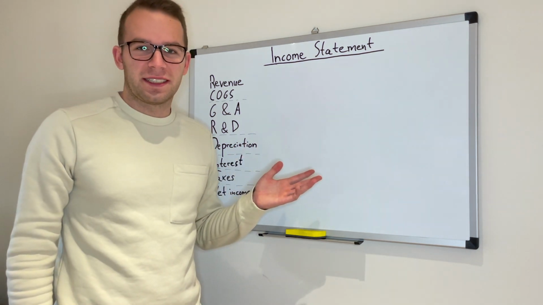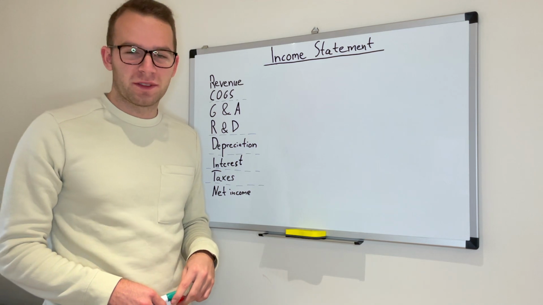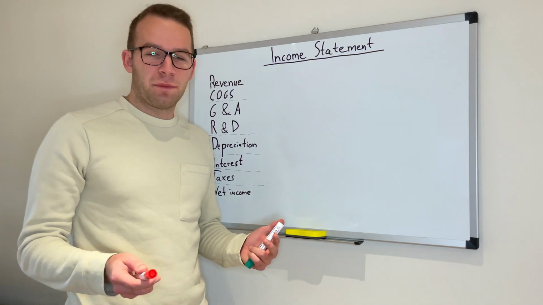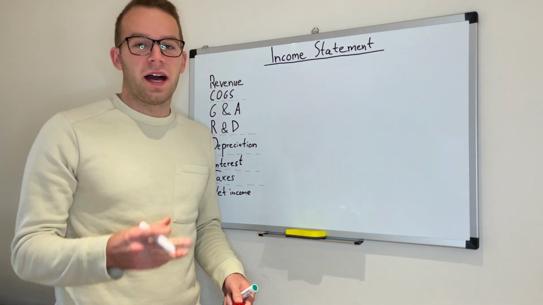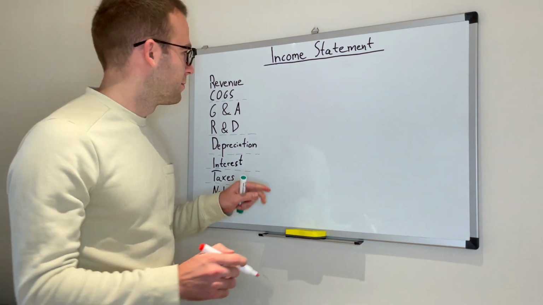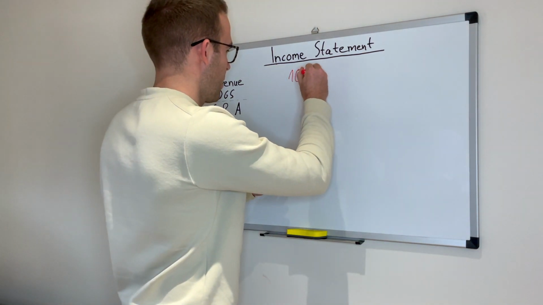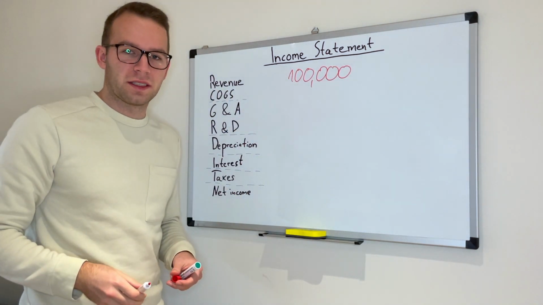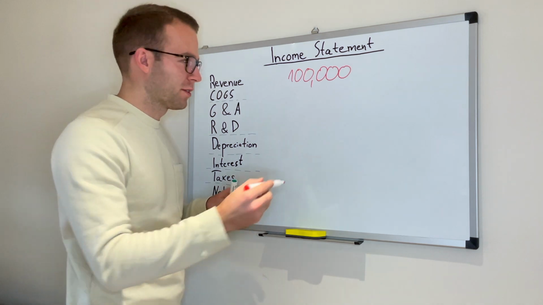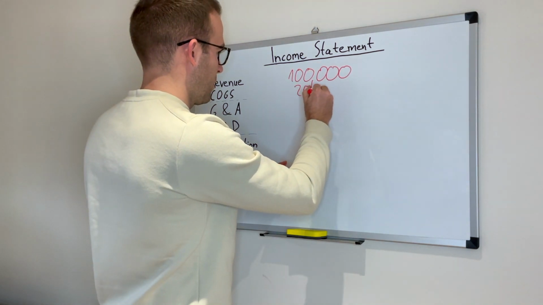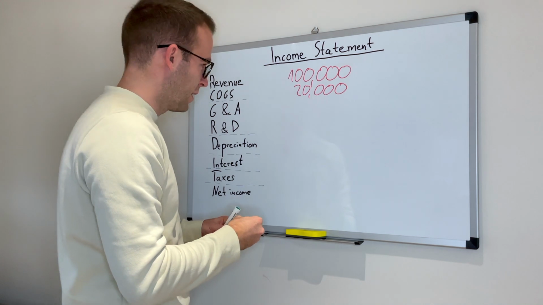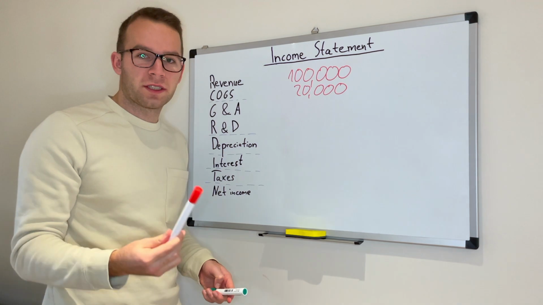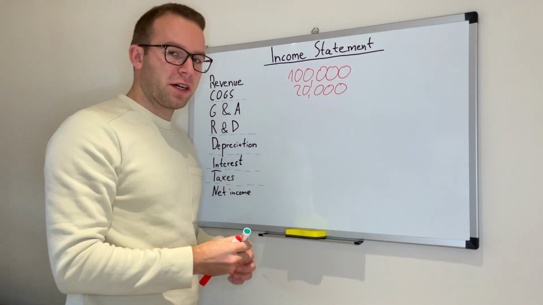This is all easier said than done. So let's fill the income statement with some numbers and it will be way easier to understand. Let's have an example of a company that generated $100,000 in revenue last year. So our revenues are 100,000 and the cost of goods sold were 20,000. $100,000 minus 20,000 gives us the gross profit, so 80,000.